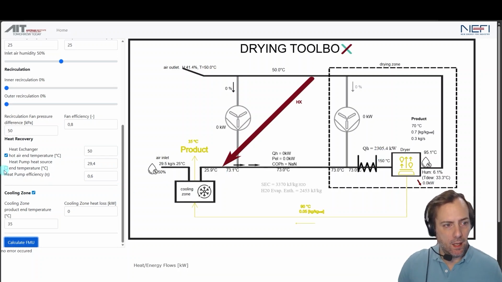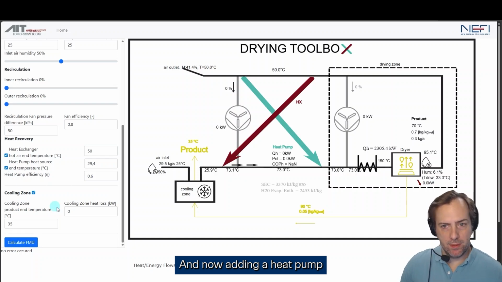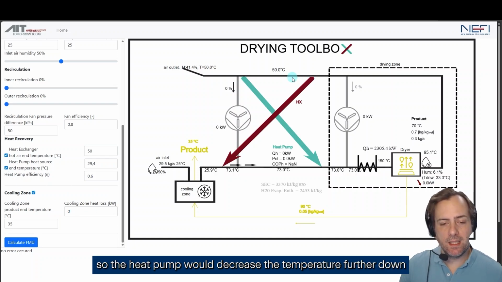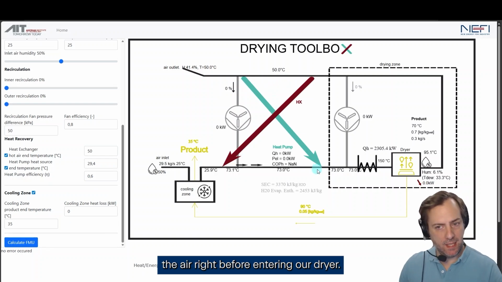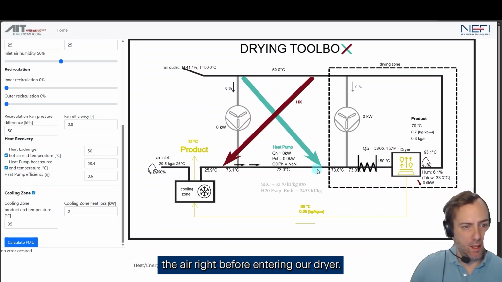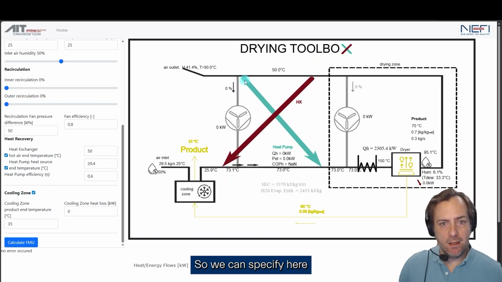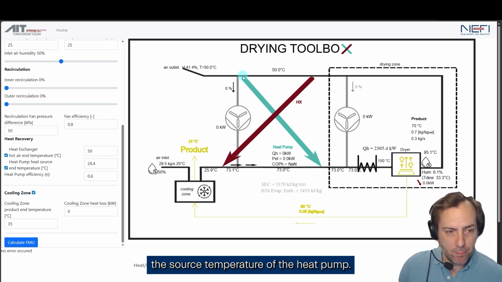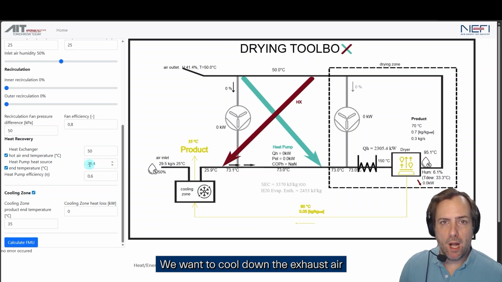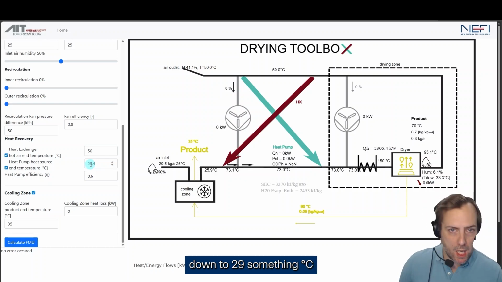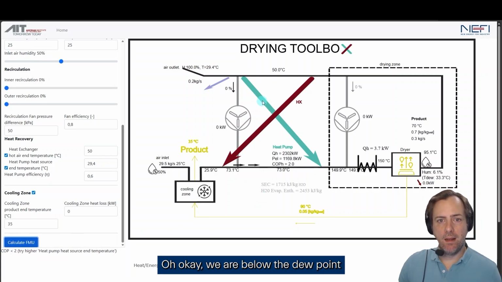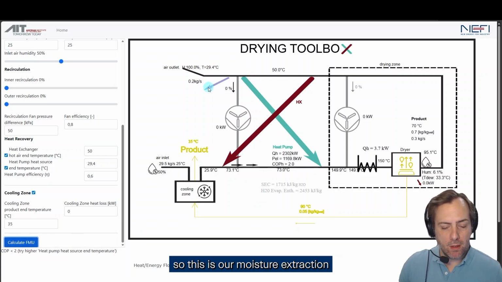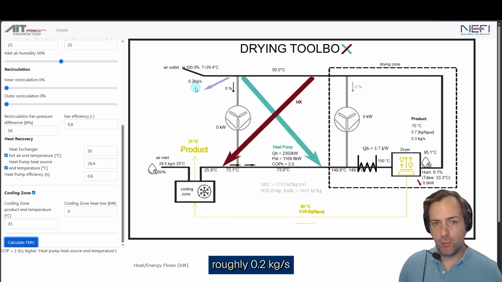Yeah? And now adding a heat pump, so the heat pump would decrease the temperature further down after the direct heat exchange and heats up the air right before entering our dryer. So we can specify here the source temperature of the heat pump. We want to cool down the exhaust air down to 29 something degrees, and we will see. We calculate again. Okay. We are below the dew point, so this is our moisture extraction, roughly 0.2 kilogram per second for this specific case.